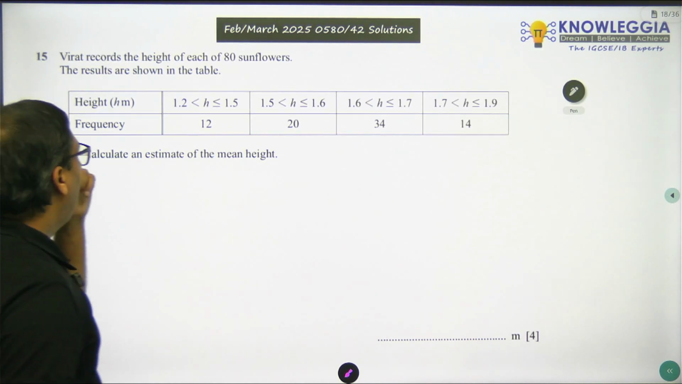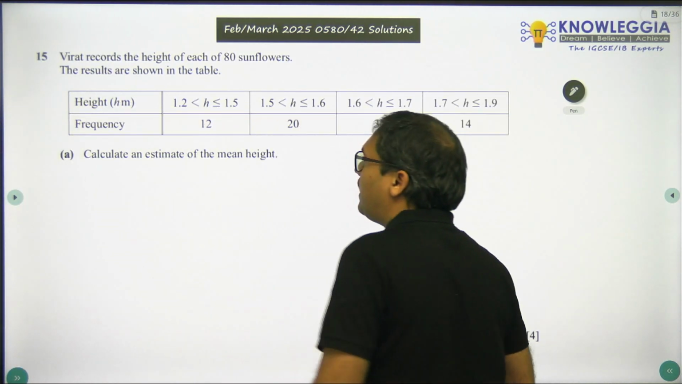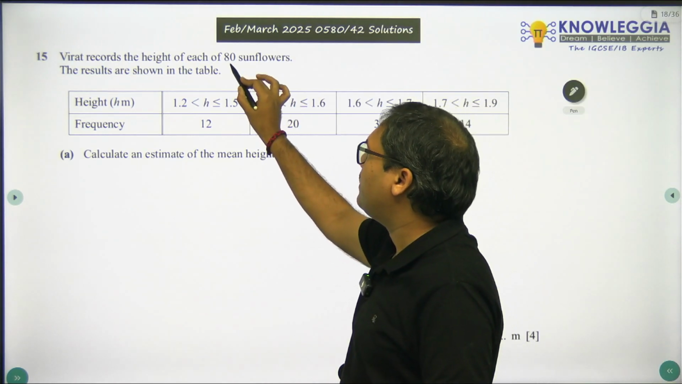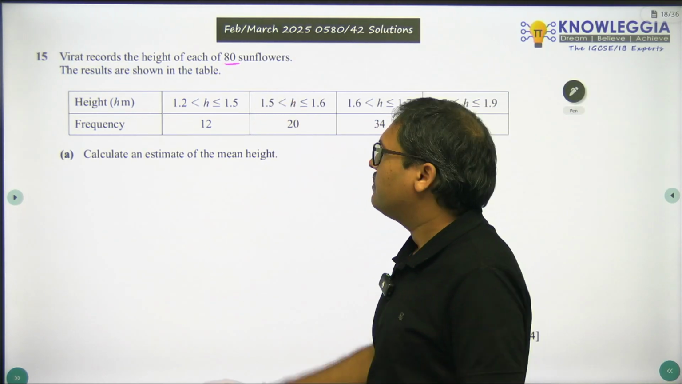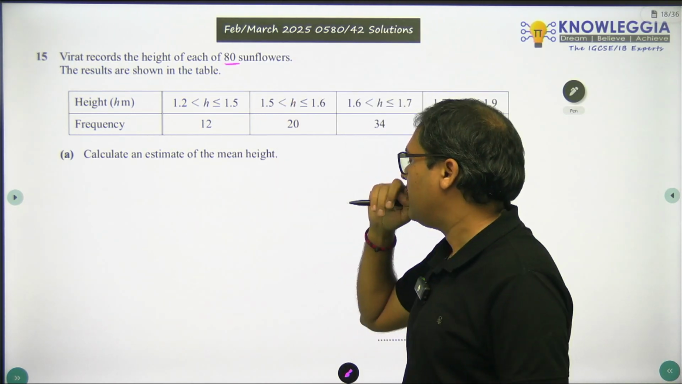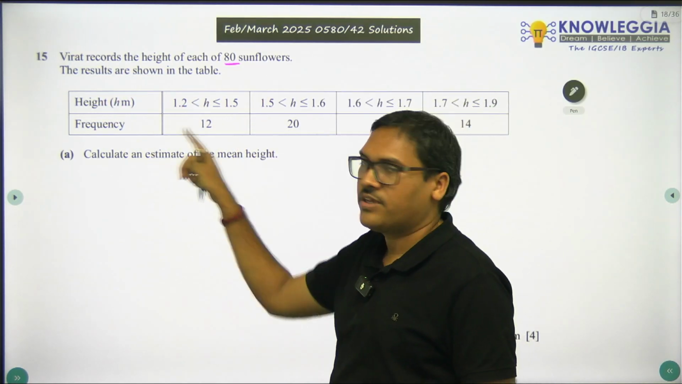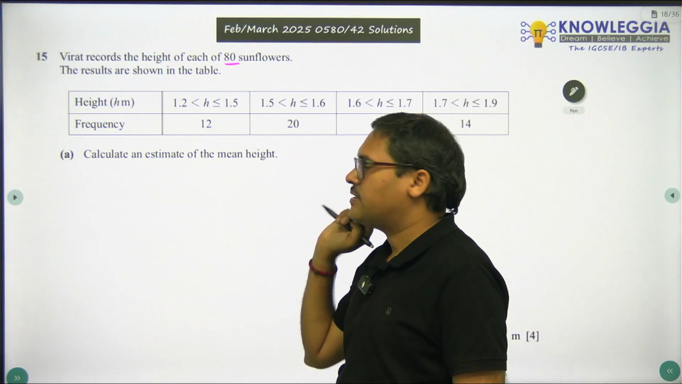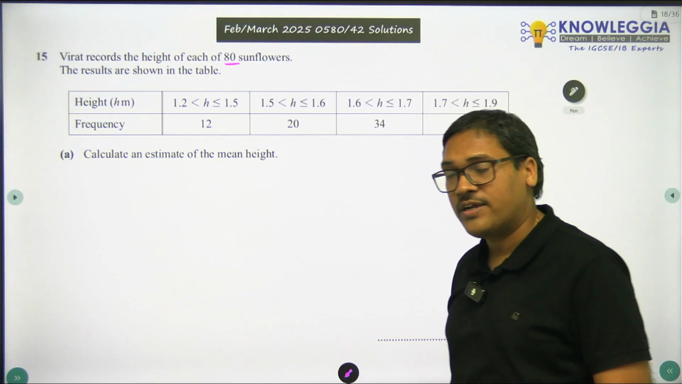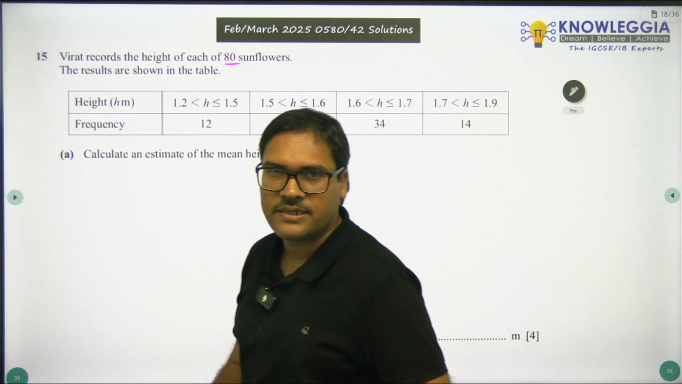Virat records the height of each of 80 sunflowers. The result is shown in this table. So this is a continuous interval given to you in the frequency form. Calculate the estimate of the mean height. Now, how to find the mean height when this is given in continuous intervals?